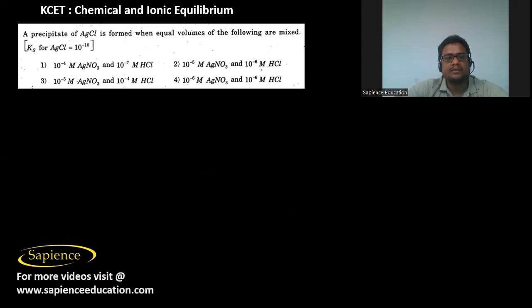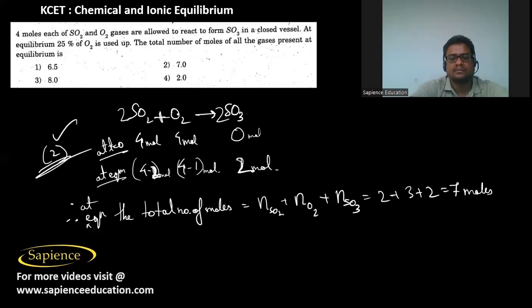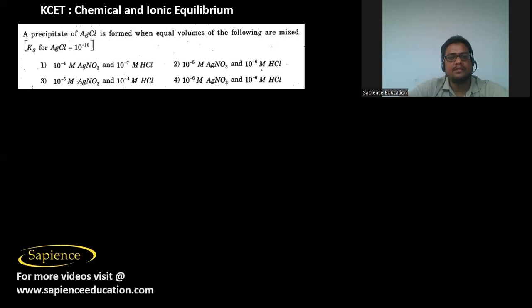A precipitate of AgCl is formed when equal volumes of the following are mixed. That has been asked. So AgNO3 and HCl are not sparingly soluble salts. They are completely soluble salts. But AgCl is a sparingly soluble salt. So the KSP for AgCl is equal to 10 power minus 10.